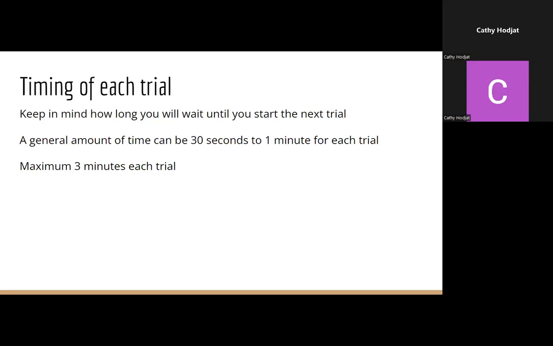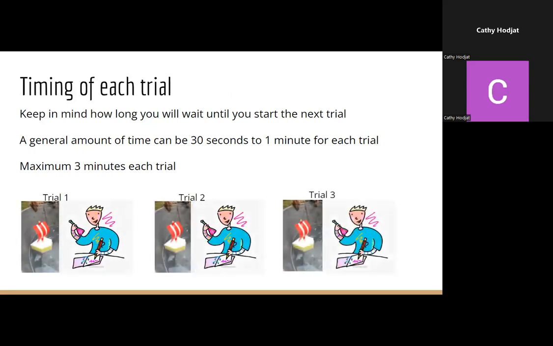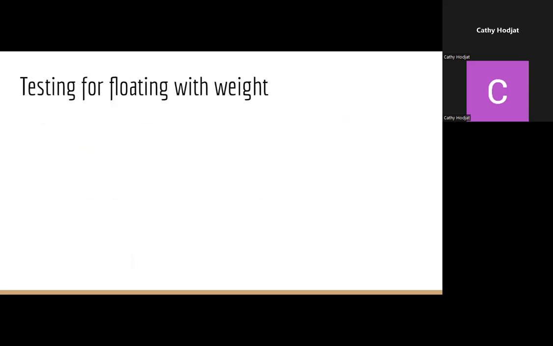But just keep in mind that however long you do one trial, that's how long all your trials have to be. So remember, you're going to be doing a total of 6 trials, so you don't want them to be too long. That will be quite a bit of time where you're standing there waiting for something to happen. Again, make sure you understand that you want to be making your observations and taking pictures during each trial.